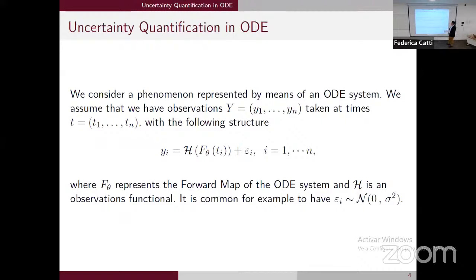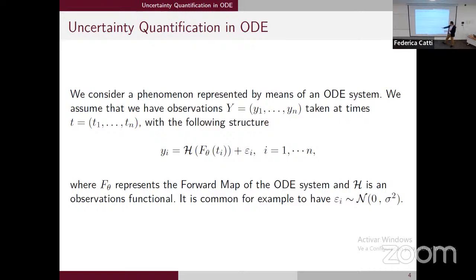Okay, we consider a phenomenon represented by means of an ODE system. We assume that we have these observations taken at these times. And we assume that the observation has this structure, where F of theta is the forward map that solves the state variables of the system in time, and H is an observation functional that depends on how the observations are available. So the observation could use some of the state variables, or a linear combination, for example, of the state variables. So that is the observation functional.